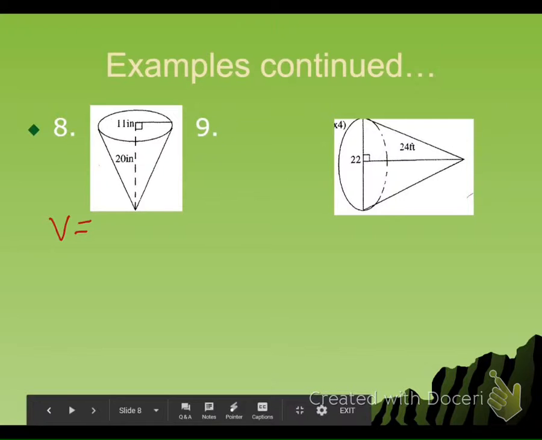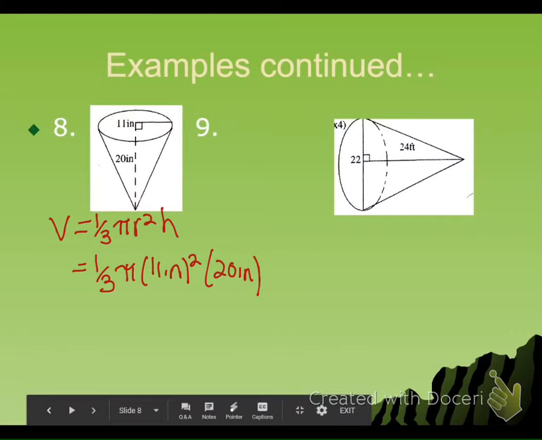Volume equals. Yep. Pi radius times height. Exactly right. So in here we now have 1/3 pi. What's your radius? 11. Yep. And then what's our height?